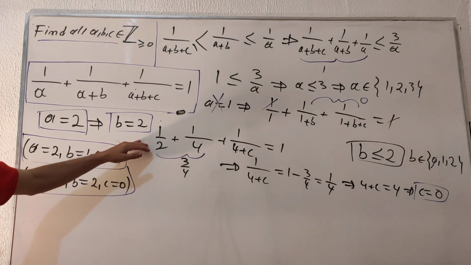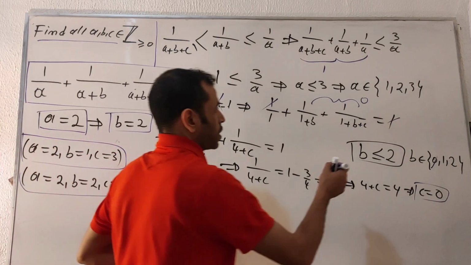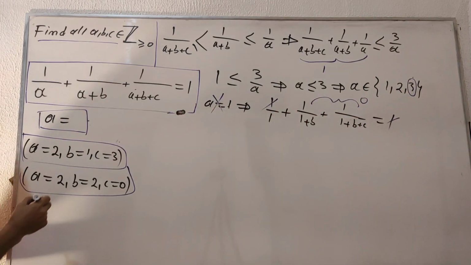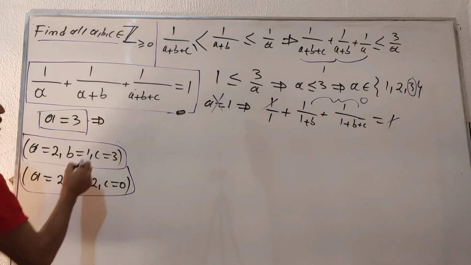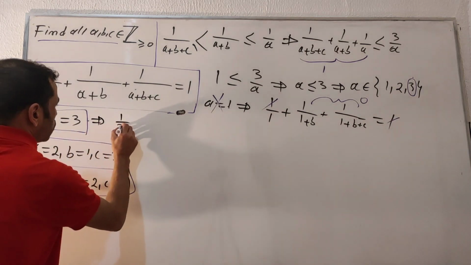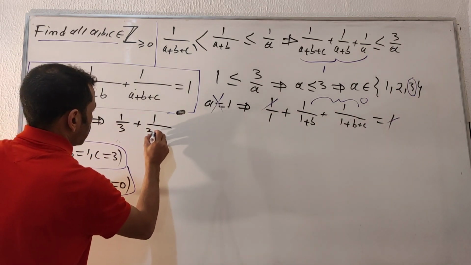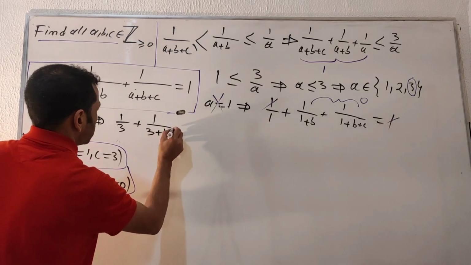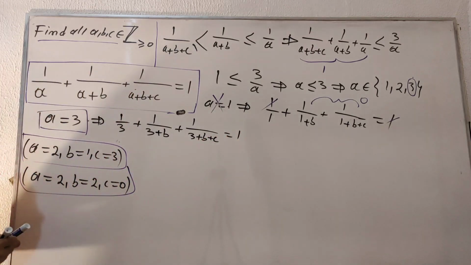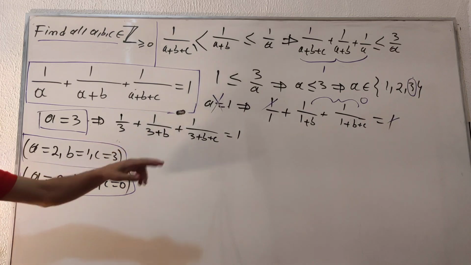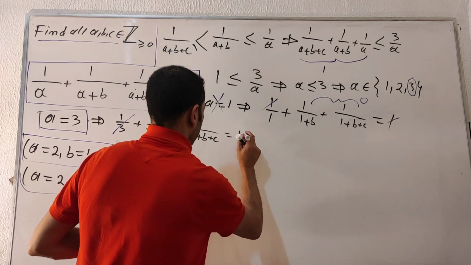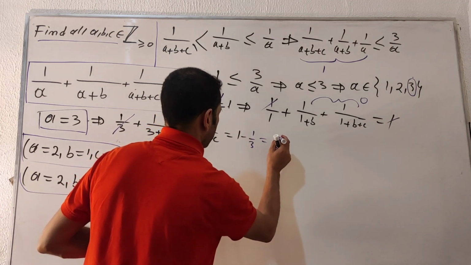Now we are done with b. We are going to work on the last case, when we have a equals 3. Okay, I'm going to work on the value of a, which equals 3. So I will do the same job that I did before, replacing a with number 3. I get a third here plus 1 over 3 plus b plus 1 over 3 plus b plus c equals 1. Okay, clearly I'm going to move over this third to the right. So this one will be changed to 1 minus 1 over 3, which equals 2 over 3.